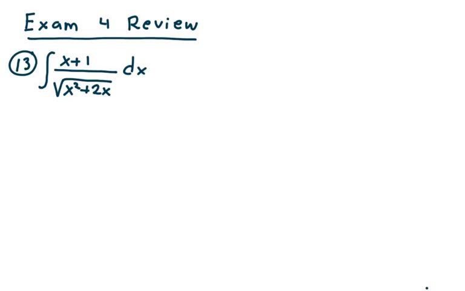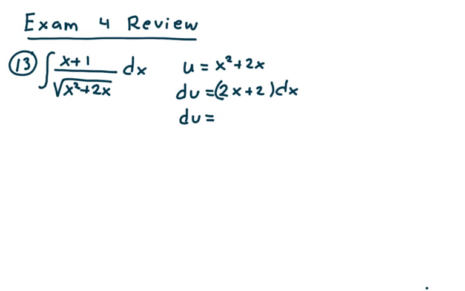This needs to be done by the substitution rule. And so I'm going to let u equal x squared plus 2x. du is equal to 2x plus 2 dx. Now, what I'm going to do is factor out a 2. And so I'm going to write du as 2 times x plus 1 dx. Now, solving for x plus 1 dx, we get x plus 1 dx is equal to 1/2 du.